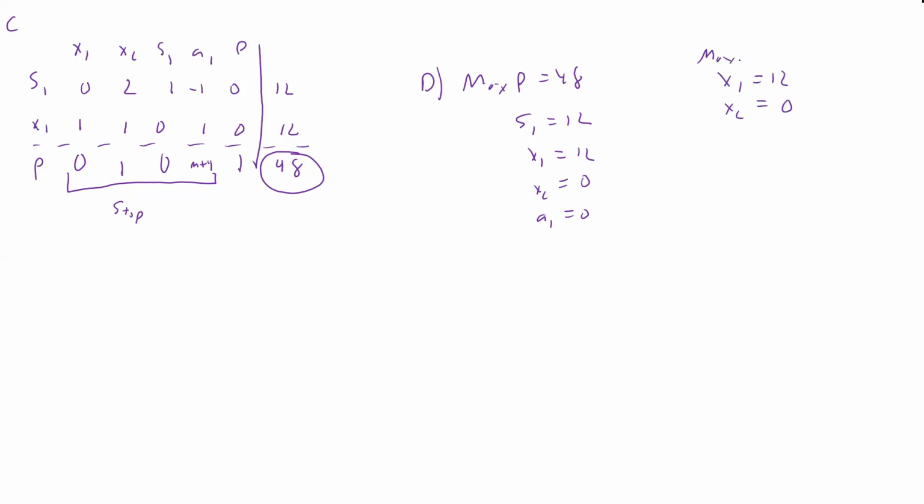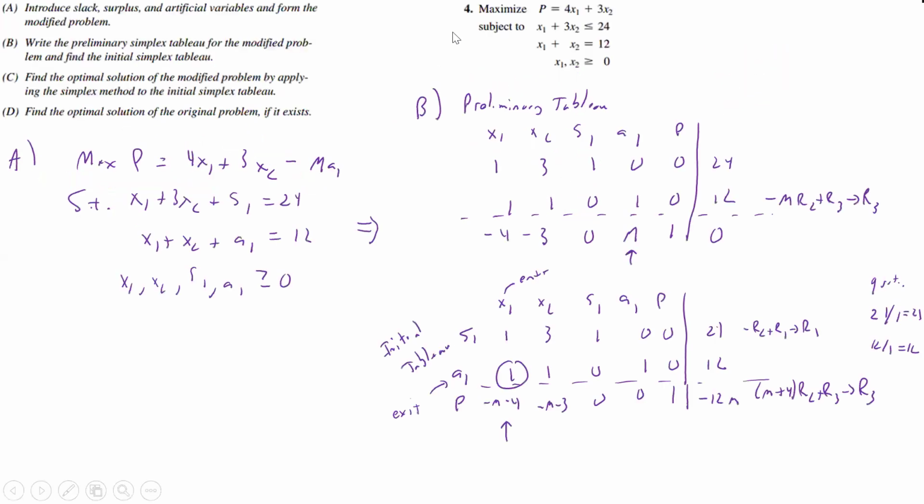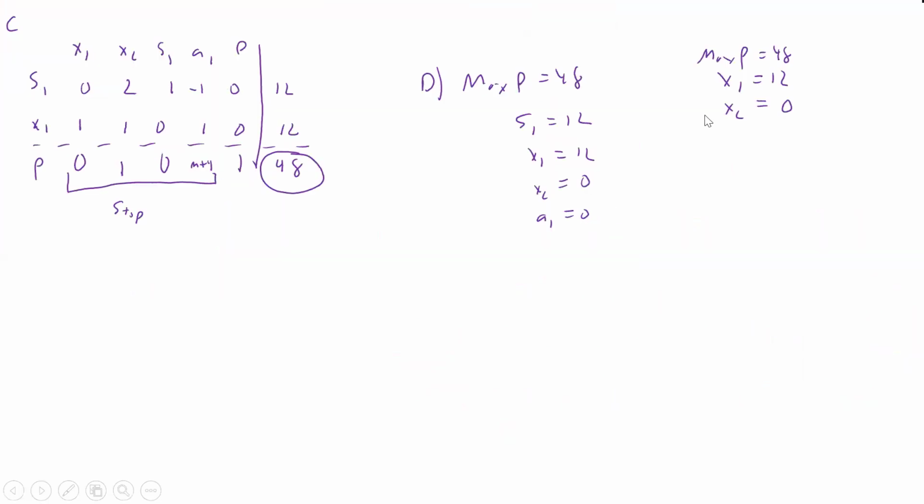And that's going to be our max P, which is 48, because if we go back to our equation, it's just 4x1 plus 3x2. It doesn't ever have anything with any of those other things in our initial problem. And so that's really what we're looking for here. So that would be our solution to part D.